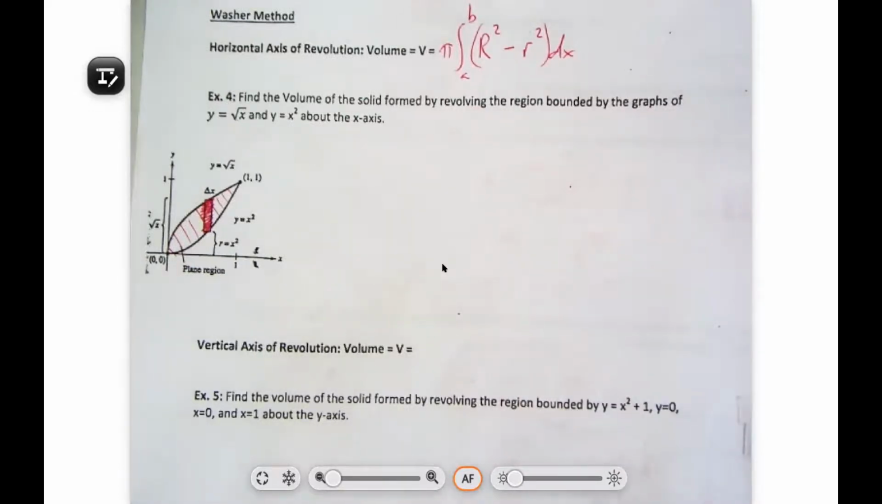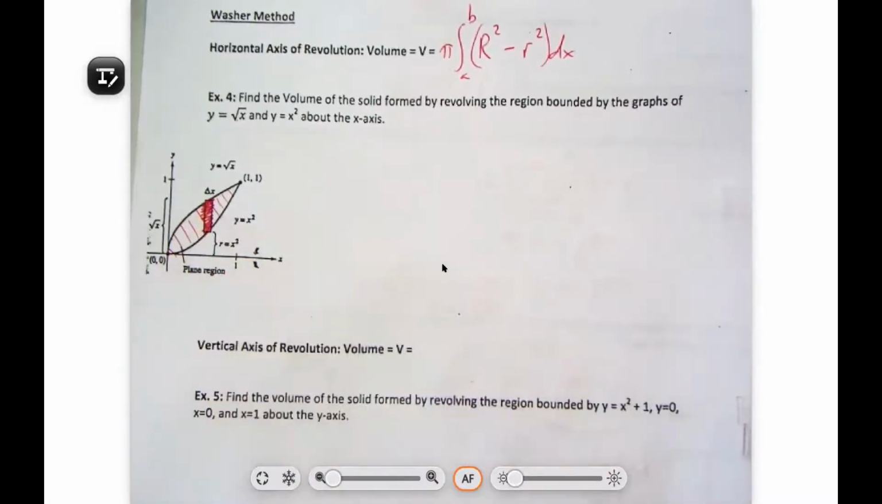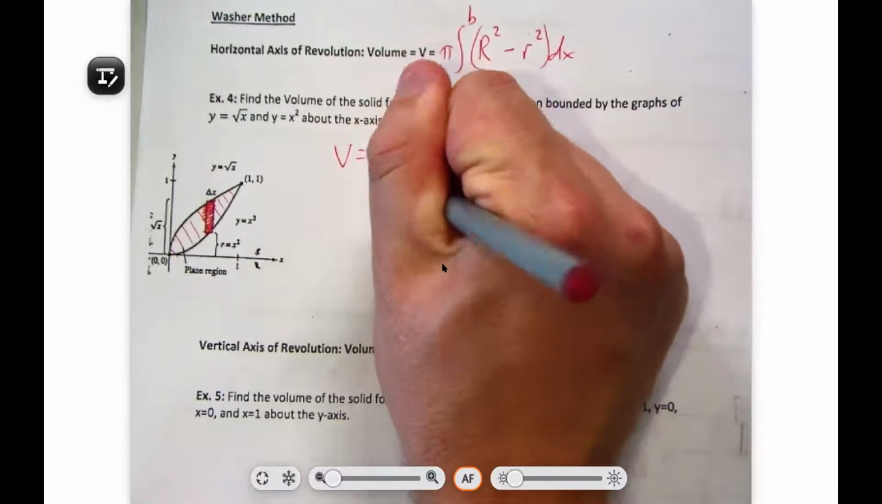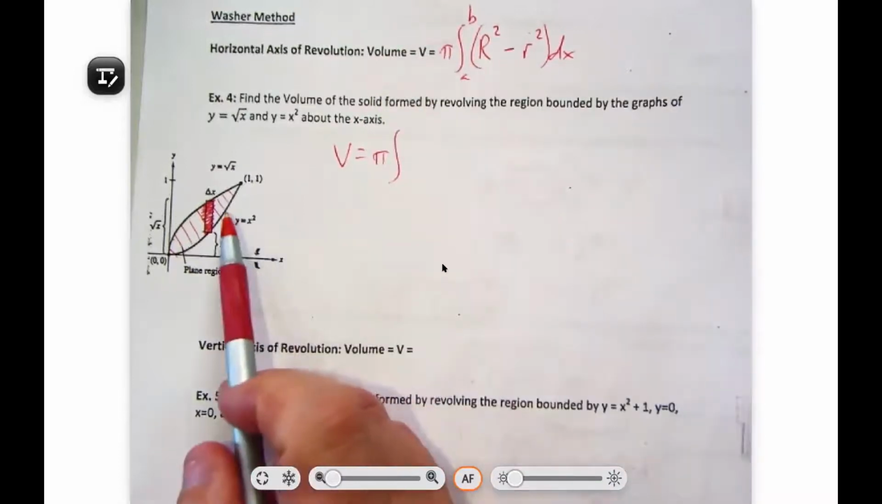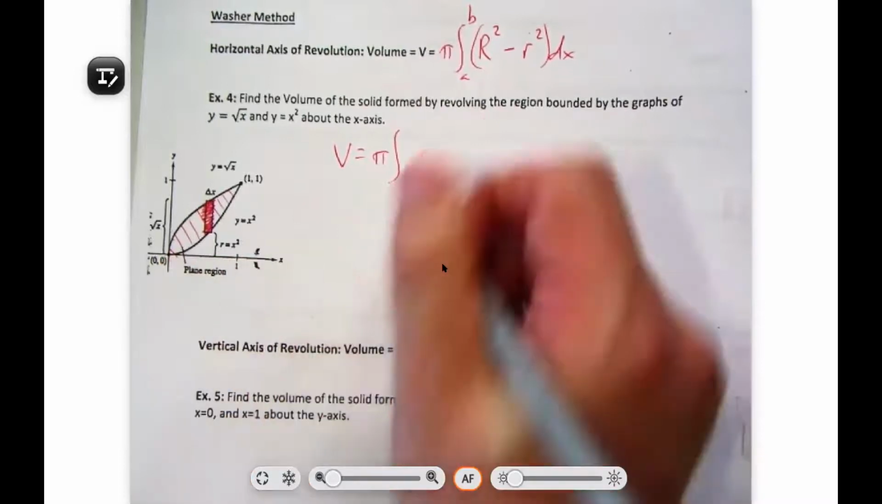We're spinning this around the x-axis. It's a washer problem because there is space between the x-axis and the region I'm revolving. I have to do washers, which means I have to find a big R and a little r. And I'll explain the difference between those two in just a second. So I know we're doing pi, the integral, and we're in terms of x's now, so we're going from left to right. So 0 to 1.